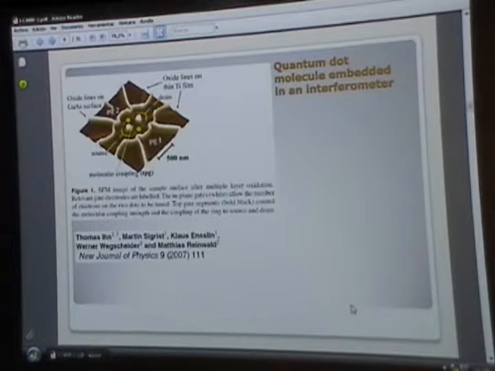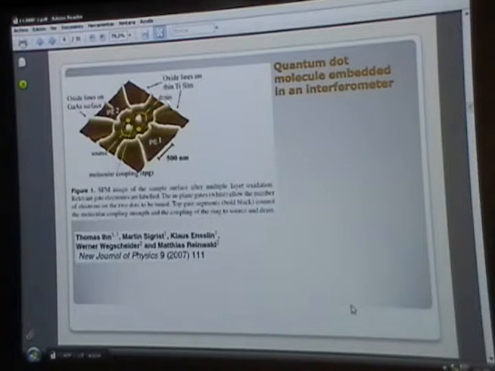This can be produced at the nanoscale, and has been fabricated. This is a real image of the device used by Tomasin and co-workers in 2007.